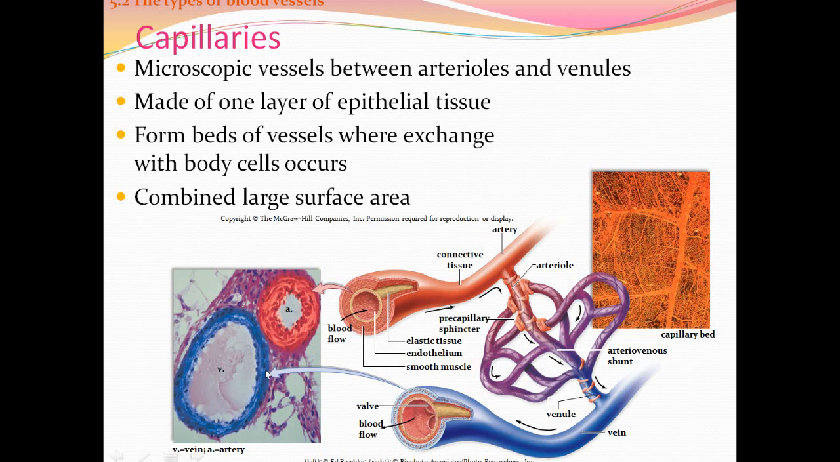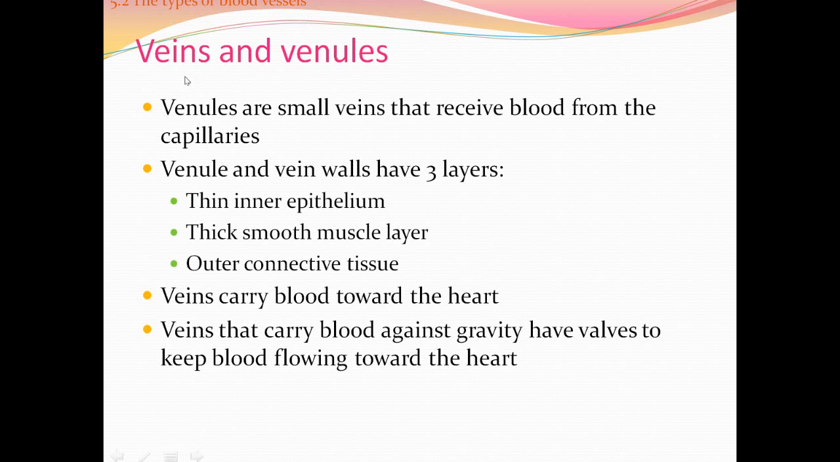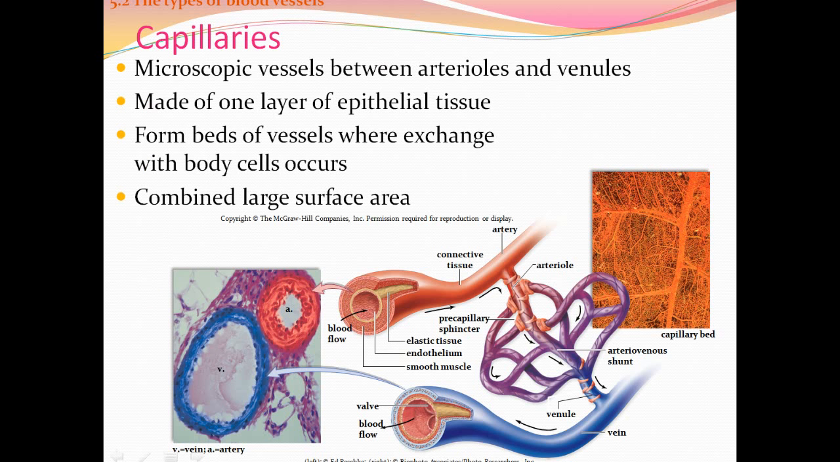A vein, though, the walls of it are thinner. So I always say veins are floppy. So veins can hold more blood. Okay, now, venules and veins are what's going to take blood back to the heart. Okay, venules are little veins. So they're going to take the blood from the capillaries, which is what we just looked at here.